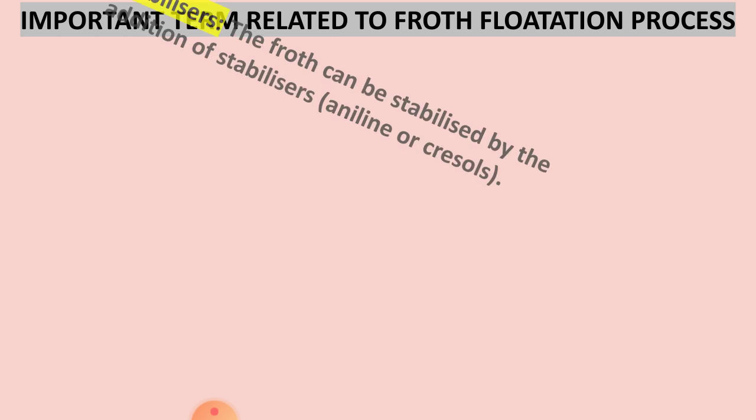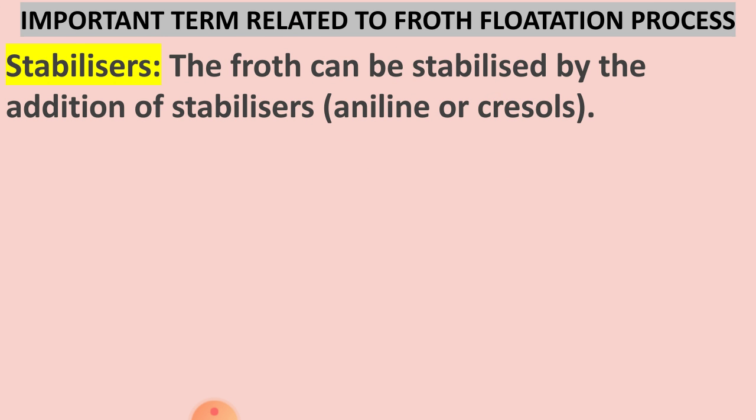Now dear students, there are some more points related to the froth flotation method that we have to know. These important terms are, first, stabilizer. The froth can be stabilized by the addition of a stabilizer. That stabilizer may be aniline or cresol. Aniline means the ring contains NH2, and cresol means the ring contains OH and, at the ortho position, CH3.